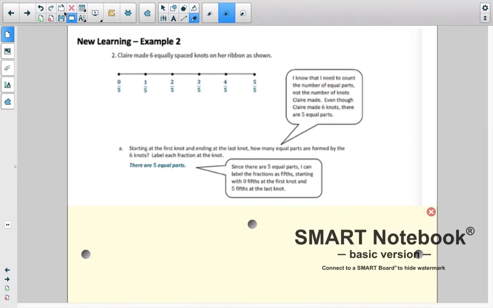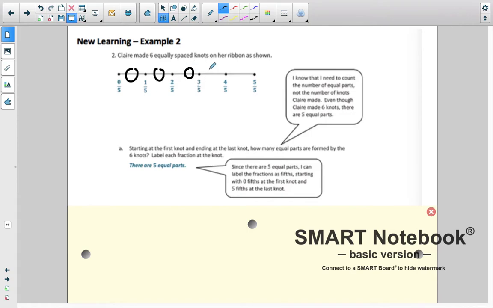Okay, for example 2, it says Claire made 6 equally spaced knots on her ribbon as shown. So 1, 2, 3, 4, 5, 6. So she makes 6 knots and they're equally spaced. So now the first question is asking how many equal parts are formed by the 6 knots. So what I'm going to do is count the spaces in between the knots to find out how many equal spaces there are.